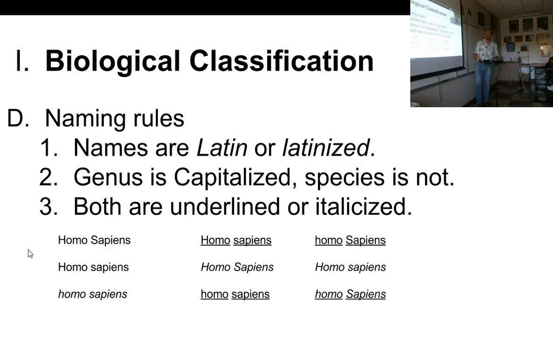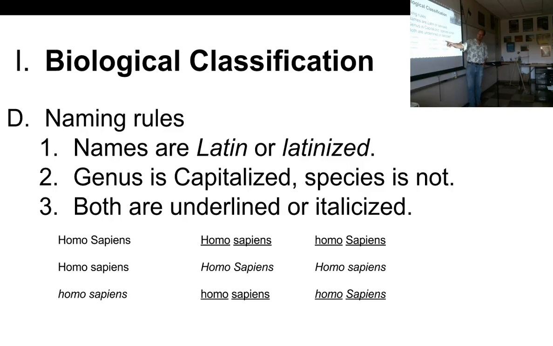Of the things here, you don't have to write this down. These are just lots of ways of writing Homo sapiens, and not all of them are correct, so I wanted to help you identify what would be correct. This first one is not right because the S is capitalized and it's not italicized or underlined. This one is fine: capital, not capital, and underlined. That works. That's good.